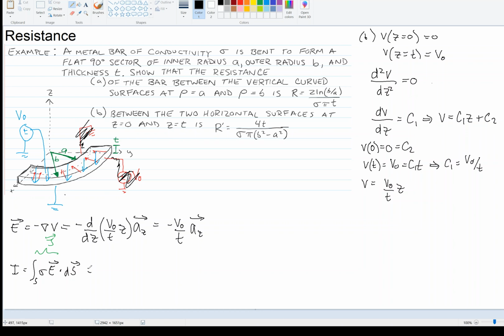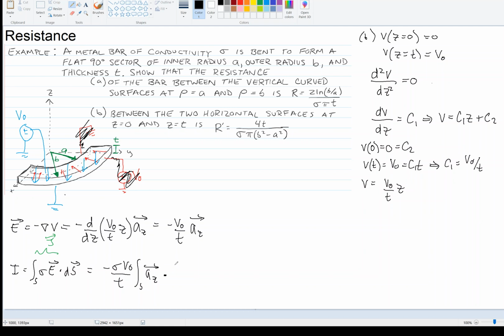All right, so when we do that now, we can pull out the constants, minus sigma V0 over t, right? Those are all constants. And then from the electric field, we're just left with a_z, dotted with, now we need to talk about ds. So we're looking now in the z direction. And so in the z direction, we ask ourselves, well, what changes? Well, phi again changes, right, from 0 to pi over 2, and rho changes now. Rho changes from A to B.